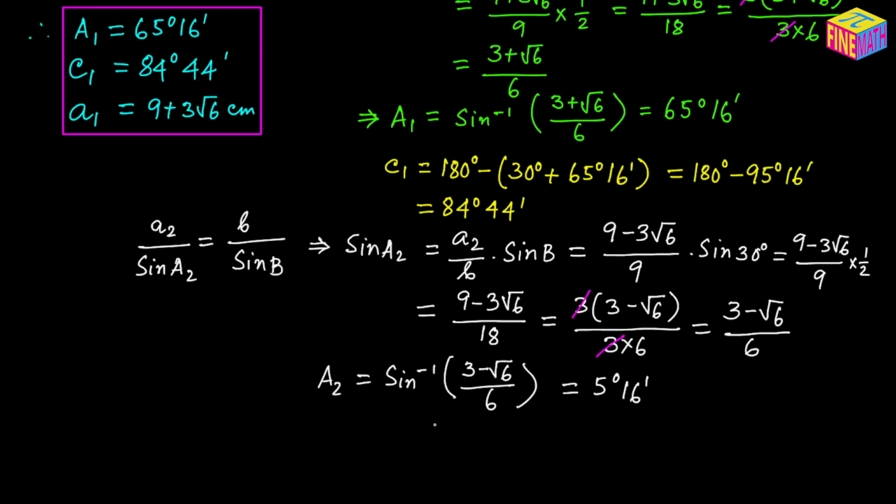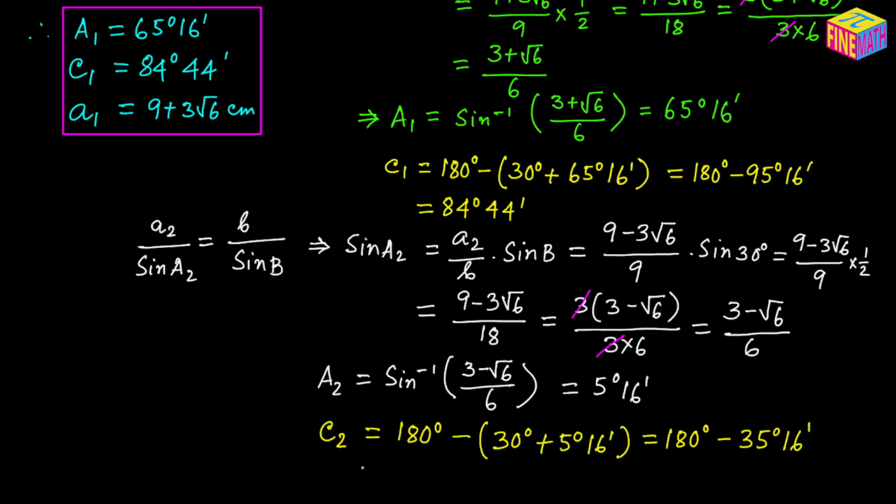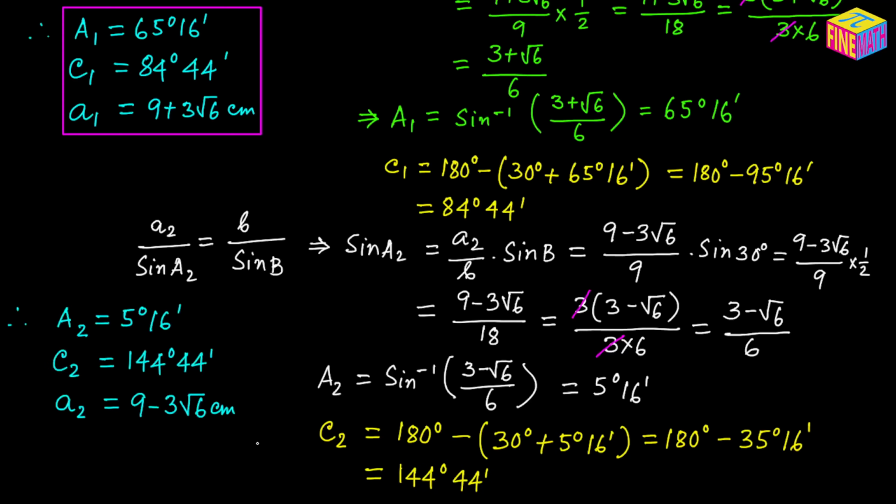Now using this value of A sub 2, let's also calculate the value of C sub 2. That will be 180 degree minus the sum of B and A sub 2. Well, B is actually 30 degree and A sub 2 is actually 5 degree and 16 minute, and this is equal to 180 degree minus 35 degree and 16 minute, and this is actually equal to 144 degree and 44 minute. So our second set of solution would be like this. A sub 2 is equal to 5 degree and 16 minute. C sub 2 is equal to 144 degree and 44 minute, and the side length A sub 2 is equal to 9 minus 3 times square root of 6 centimeter.